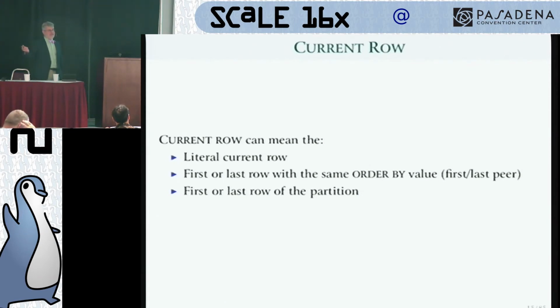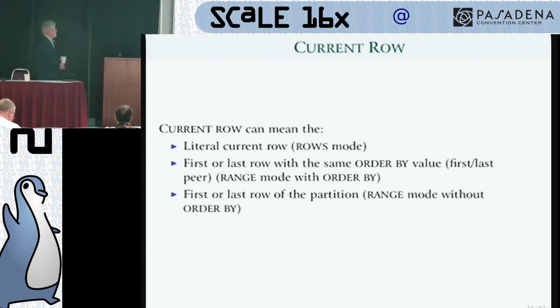I don't think this is a great design from the SQL Standard Committee, but this is the hand we've been dealt, and this is the hand that we have to play. Literally, current row will mean the literal current row only in something called rows mode. If you're in rows mode, you're literally only the current row. If you're in range mode with an order by, current row means the first or last row with the same order by value. I'll be showing examples of this.